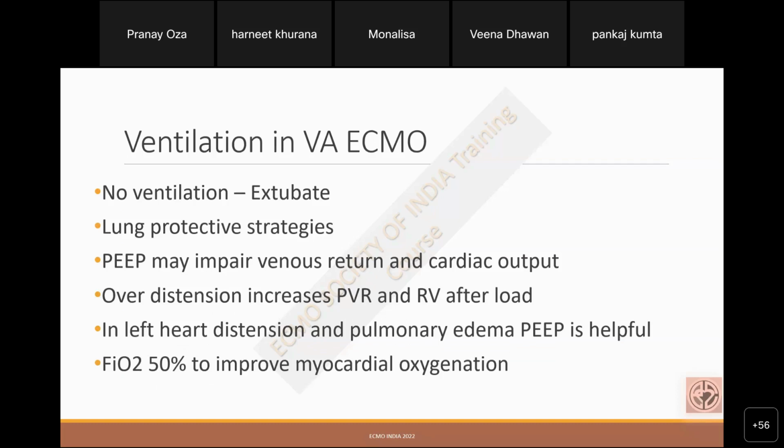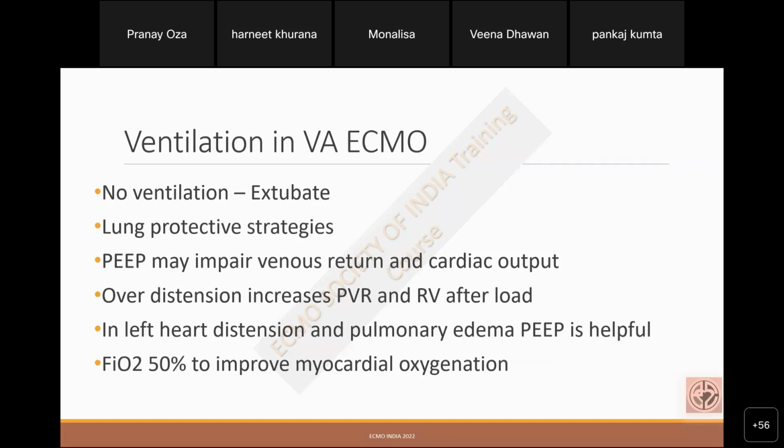For a VA ECMO, usually prefer no ventilation. If the patient is not on a ventilator, we don't want to intubate the patient, and if the patient is already on ventilator, we try to extubate as fast as possible. We go by lung protective strategy. Again, PEEP may impair the venous return, so you have to balance the pressures and the pulmonary edema part and decide about the PEEP.